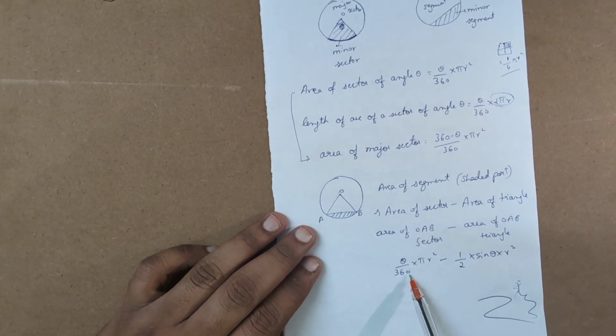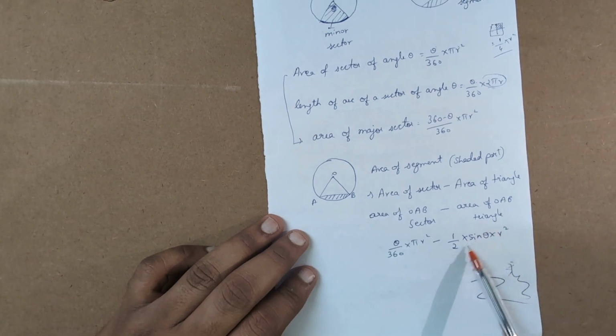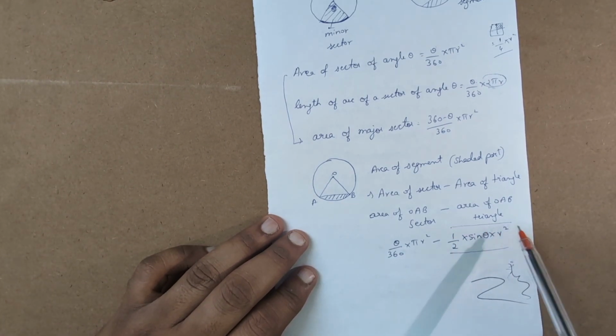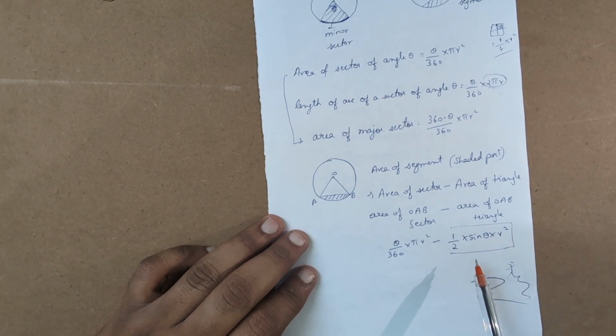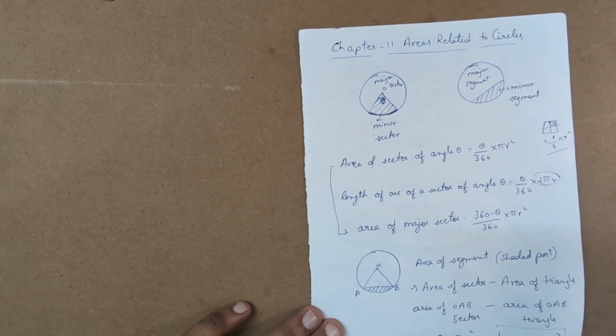The formula of the sector we already know, that is theta by 360 into pi r square, and the area of this triangle can be found by using half into sine theta into r square. So you have to remember this. How to find the area of a triangle? If the angle is given inside a circle, then the area of the triangle is half into sine theta into r square. Okay, so let's go with the exercise.